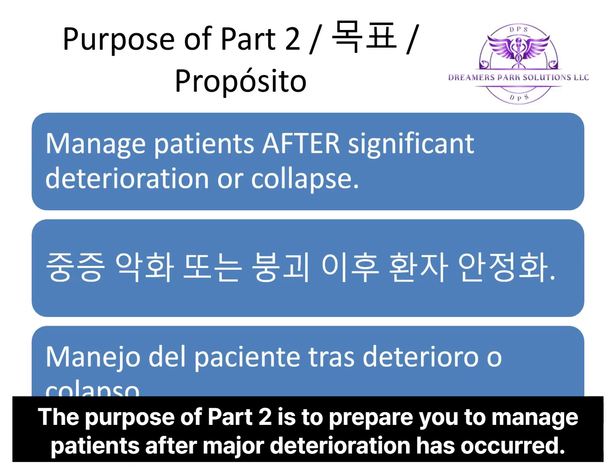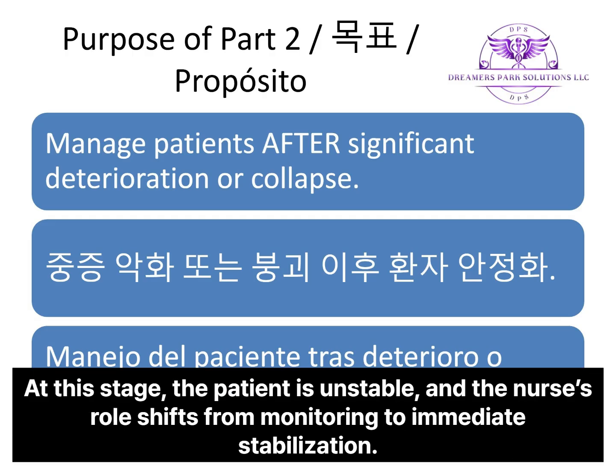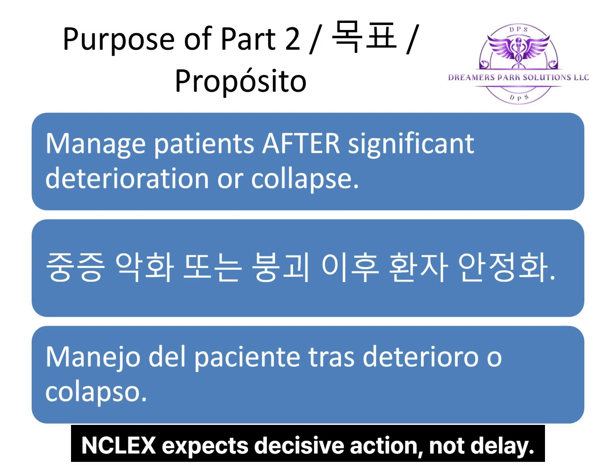The purpose of Part 2 is to prepare you to manage patients after major deterioration has occurred. At this stage, the patient is unstable, and the nurse's role shifts from monitoring to immediate stabilization. NCLEX expects decisive action, not delay.